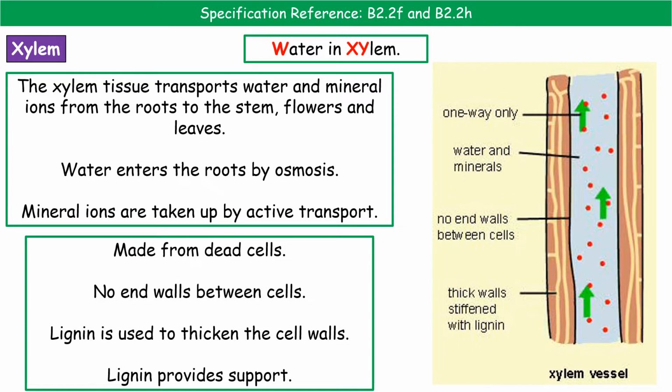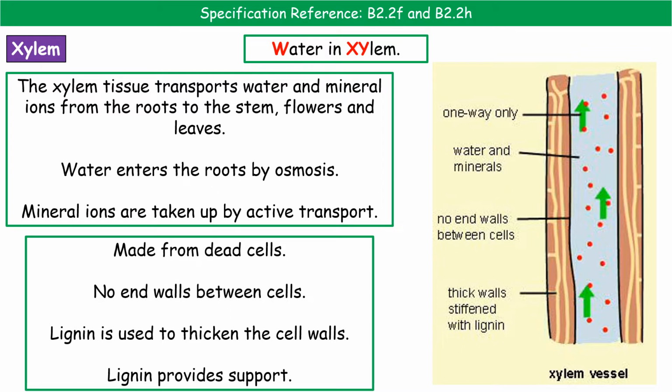The first thing we need to know about then is the tissue xylem. Now we need to know what xylem transports, and xylem transports water and dissolved mineral ions. And the easiest way that you can have a little bit of a hint to remember this is think about the alphabet. Water in xylem, W, water in xylem, XY, so WXY, water in xylem.